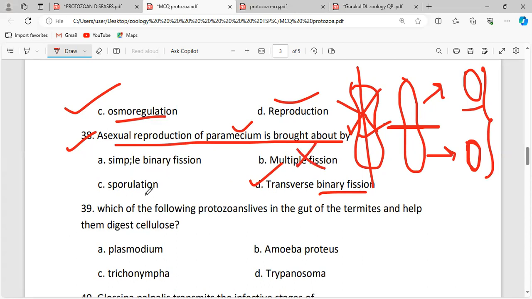So multiple fission is not the answer. Sporulation is not even possible. Simple binary fission is not possible because it has to cut transversely. So transverse binary fission will be possible. Okay.